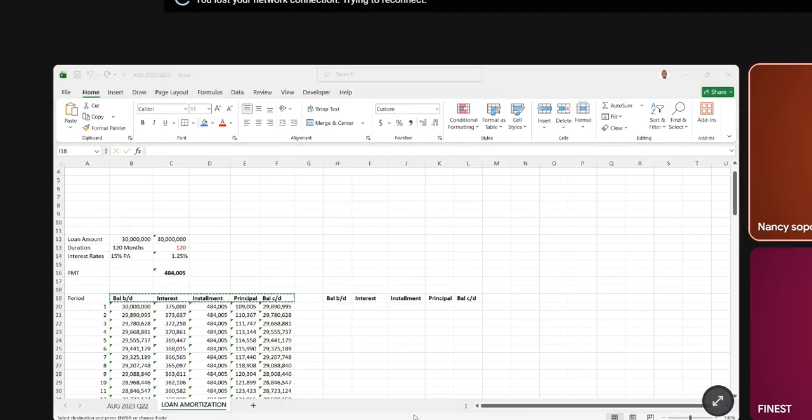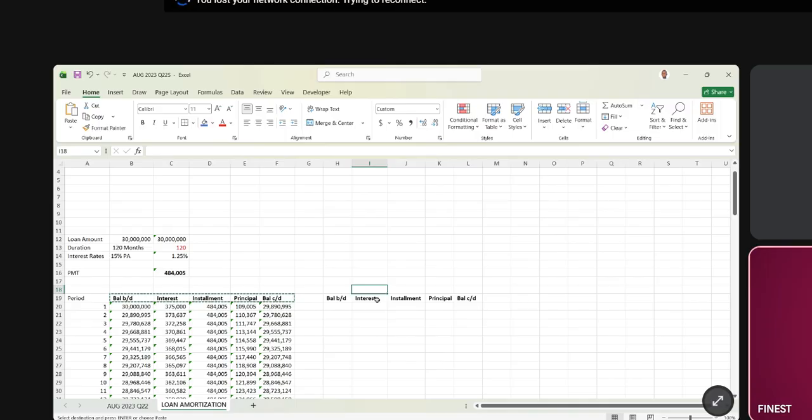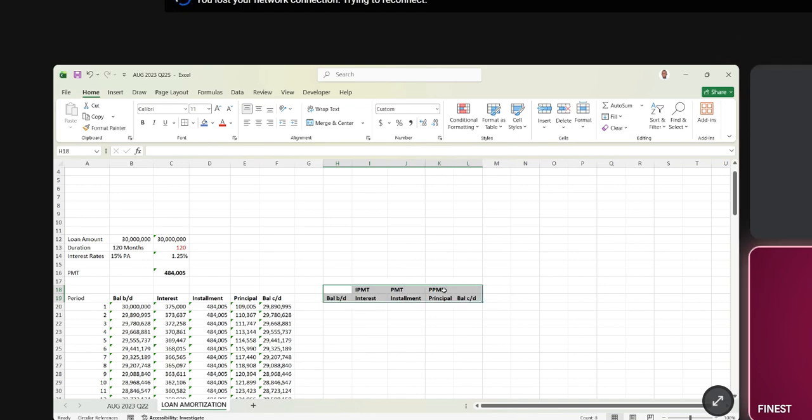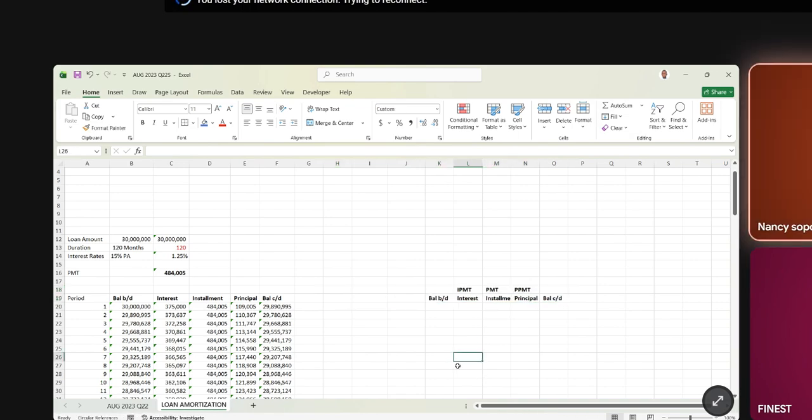Yes. Okay. Now, there is something I want us to do that is very simple. When it comes to interest, we use a very simple formula called IPMT. Then for installment we use PMT. Then for principal we use PPMT. So these are the only things that we are introducing. Allow me to move this here.